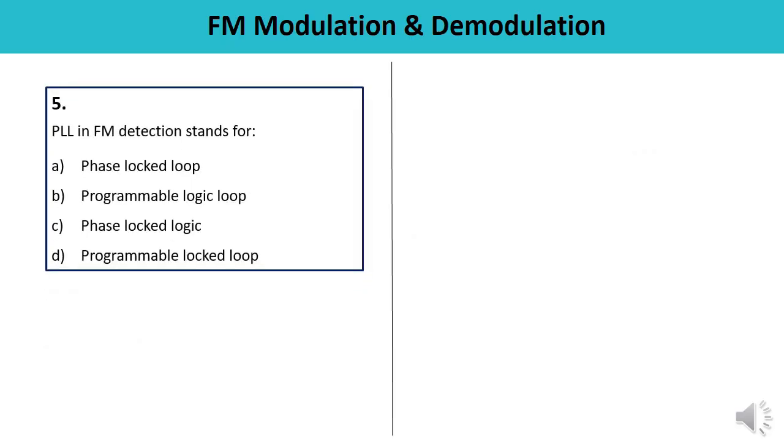Question number 5 is, PLL in FM detection stands for. You can pick this answer very quickly. PLL is phase locked loop. It means the answer is A.